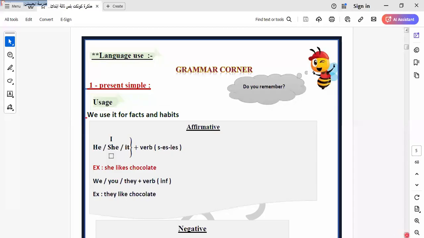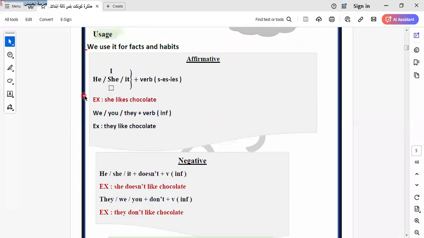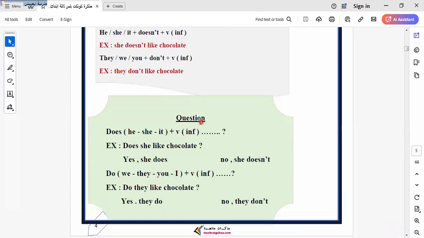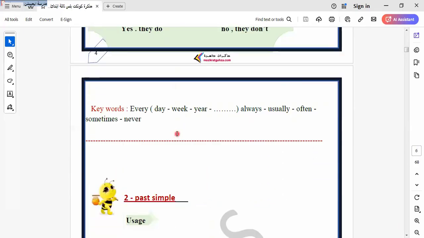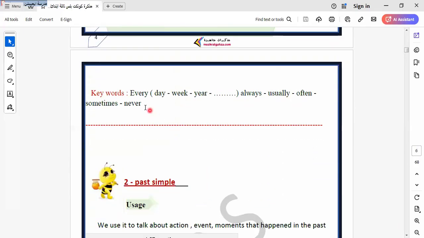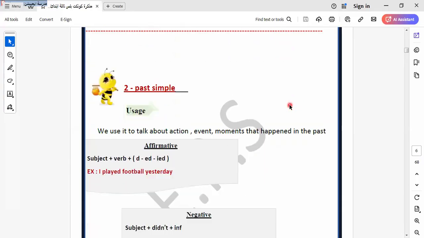Let's go to another one here. When you say he, she, it, the verb takes s, they don't take s. Here we have does. Does she like chocolate, or do they like chocolate? The keywords of this tense are every, always, usually, often, sometimes, never.